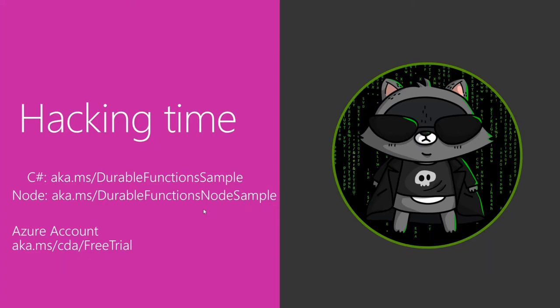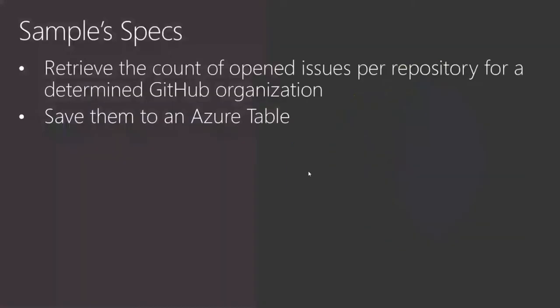So we're going to walk through those lines of code, but I also want to show you how to create those same functions. If you want to know what this code does, it's super simple: it will retrieve the count of open issues per repository for a determined GitHub organization and save them to an Azure table. This is the same thing we were doing in terms of fan out, fan in.